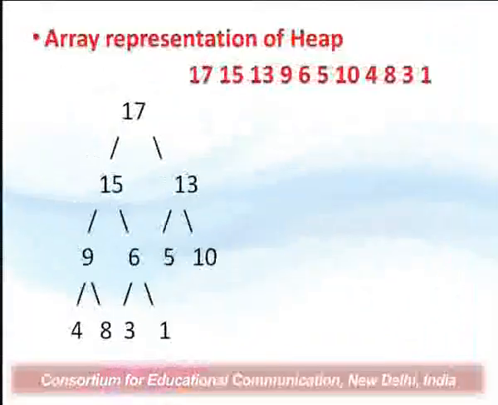And the array representation of the heap will be a simple idea here, which is 17, 15, 13, 9, 6, 5, 10, 4, 8, 3, 1. This is the array representation of the heap.